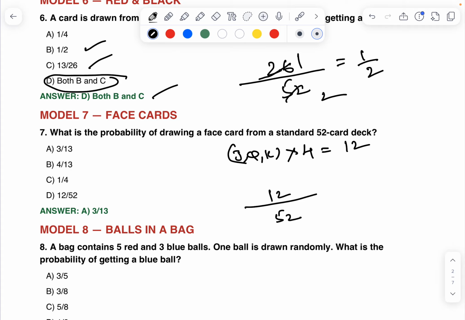Suppose you think about this. First of all 12 by 52 is the answer, but you can write it in the lowest form. 4 threes are 12, 4 thirteens are 52. This is the answer, 3 by 13.